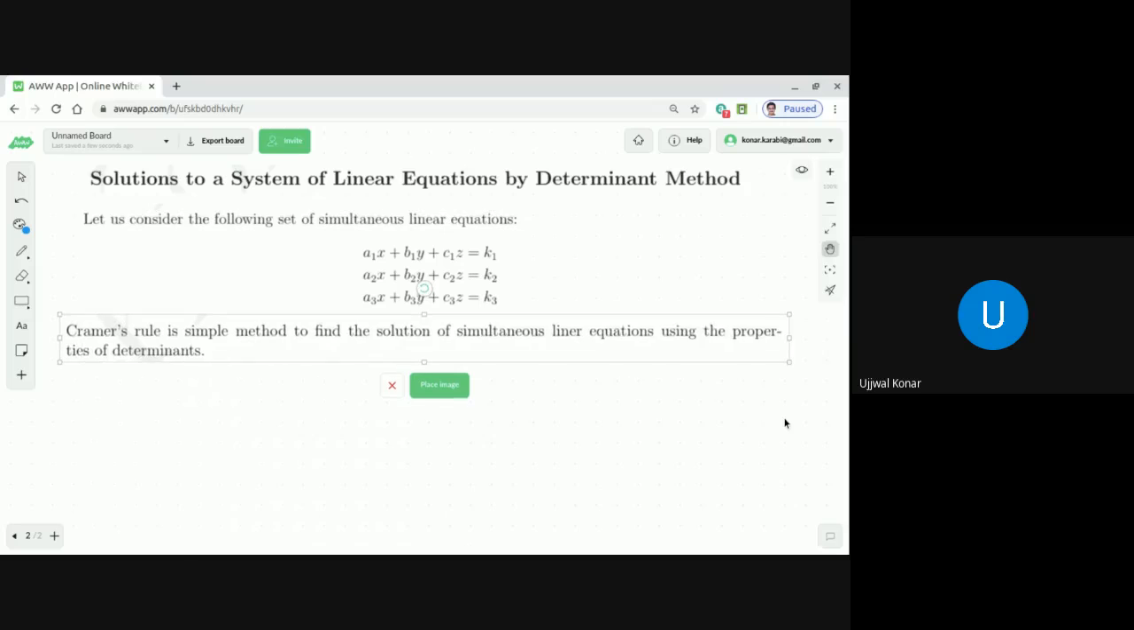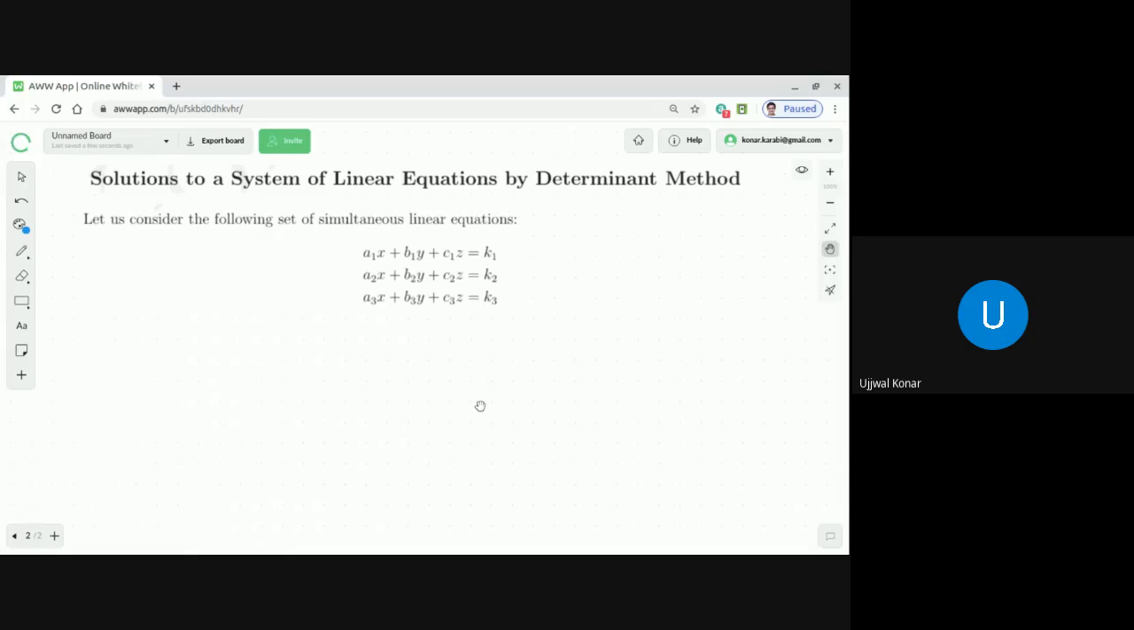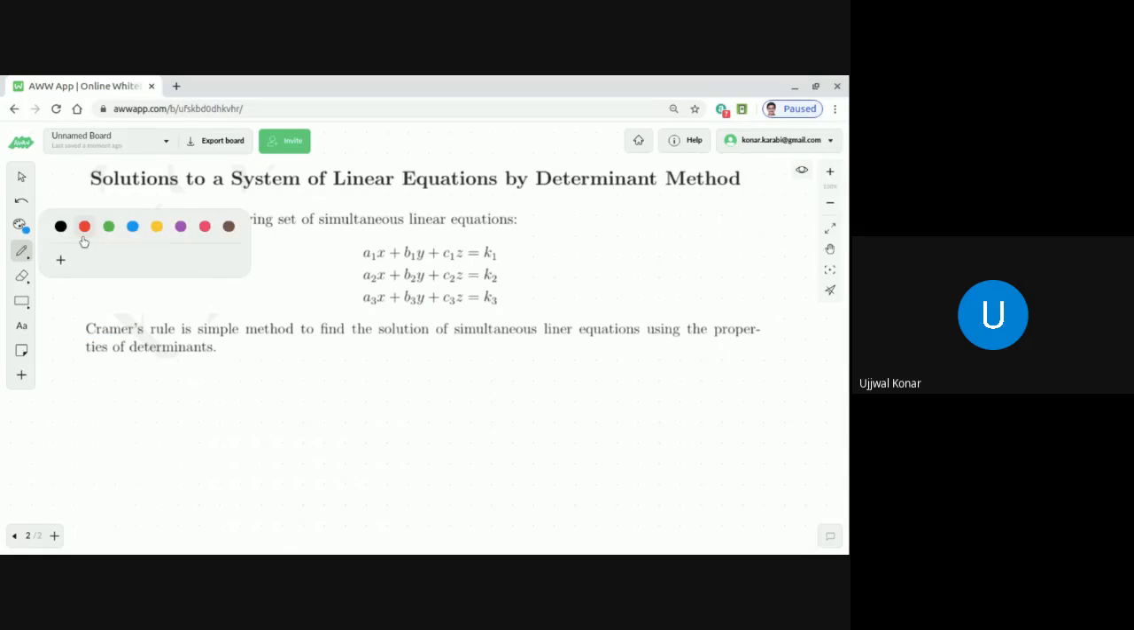So what we are going to use is Cramer's rule. And what is this rule? Very simple. Pretty simple actually. Let me use a red color. Now, as you see this system of linear equations, there are three equations, dear students. From these three equations, we are going to form four determinants.